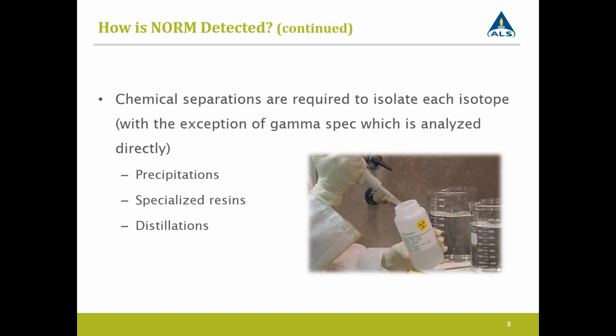So what's really going on when you're analyzing for norm? We use specialized preps that deal with precipitations, specialized resins, and distillations to isolate the isotope of concern. Specialized resins is usually used in just the alpha spec analysis for thorium and uranium. A side note is to think of when we give pricing for isotopic analyses, these resins are quite expensive, so you're going to see a little bit higher cost when you're doing the specific isotopes of uranium and thorium.